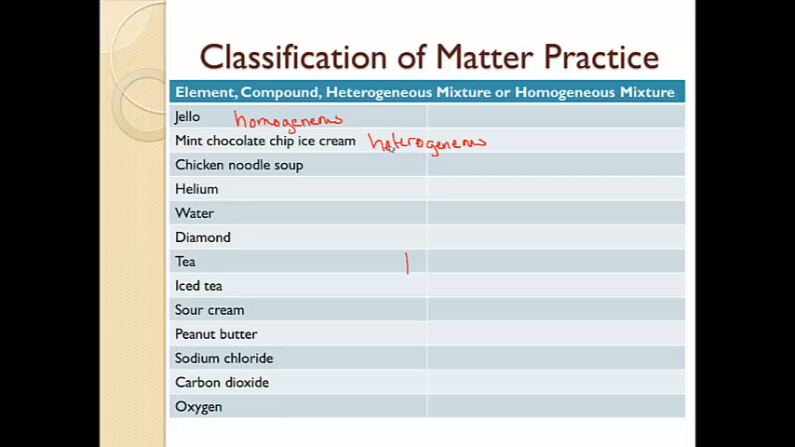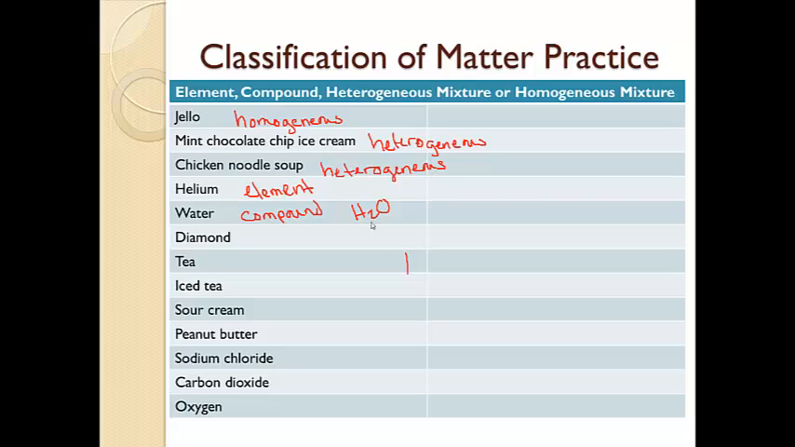Same with chicken noodle soup. A lot of times the chicken noodles will actually fall to the bottom of the broth. Helium is an element. It's right off the periodic table. Water is actually a compound. Its chemical formula is H2O. So I know that 2 hydrogen and 1 oxygen are all bonded together.